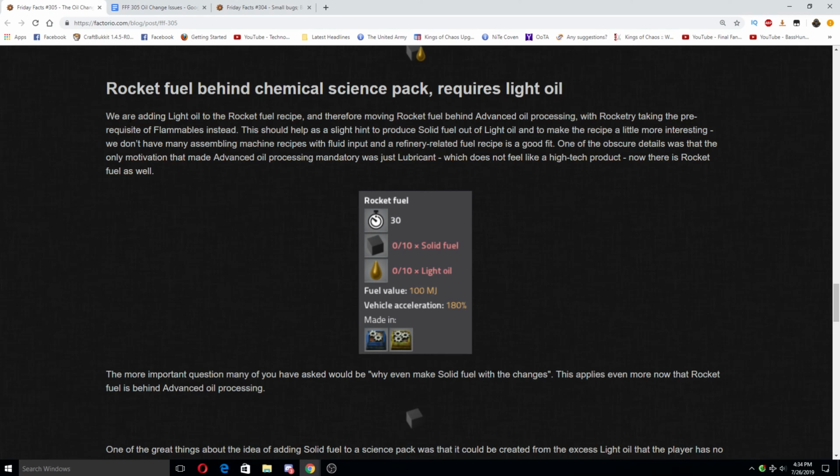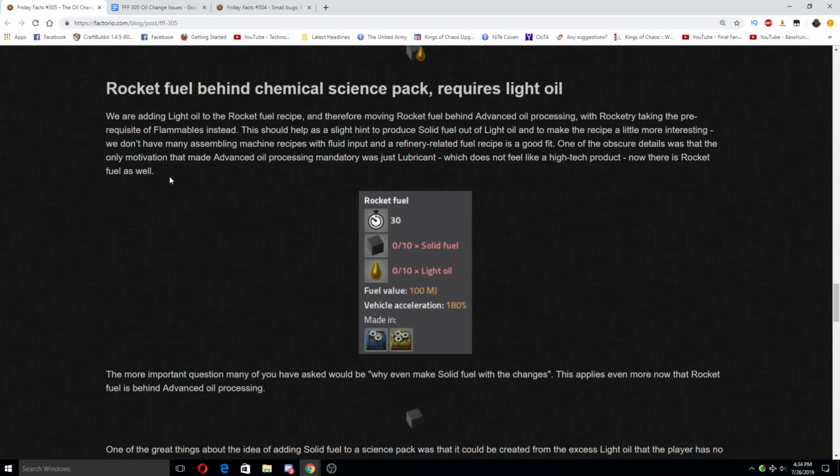It's a knee-jerk change. There wasn't really much thought put into that. It was, oh hey, something else needs to use light oil. But how about rocket fuel? It doesn't make sense because you already need light oil to make solid fuel for the rocket fuel. It's not a separate product. You are already using light oil for that end product. All you're doing is making them run extra pipes for more of the same product to make that same end product. It doesn't do anything.